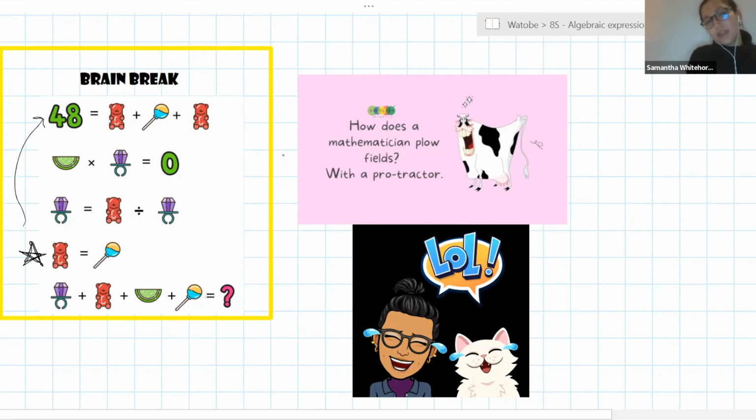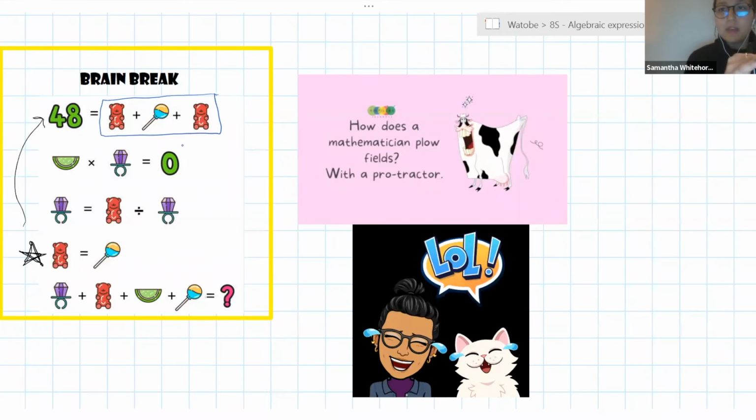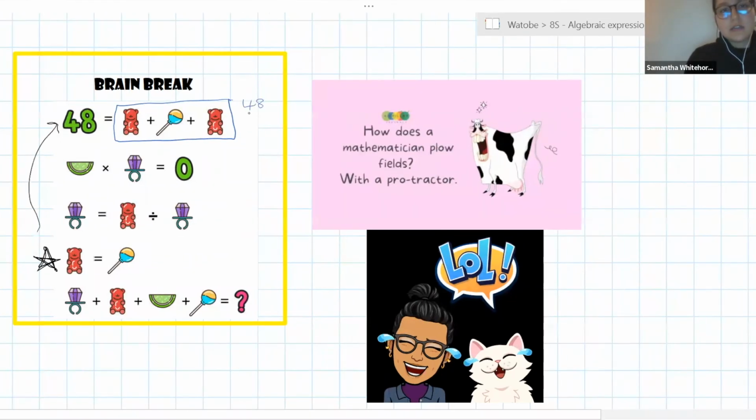So if we have a look at our quick brain break here, I gave you a little clue that the gummy bear is equal to the lollipop, which essentially means that when we are looking at this step over here, all three of those values are the same, because if the bear is equal to the lollipop, then it's the same number. So we need to say, 48 divided by the same thing 3 times is essentially asking us to work out what 48 divided by 3 is. And 48 divided by 3 is 16. So each of these has a value of 16.